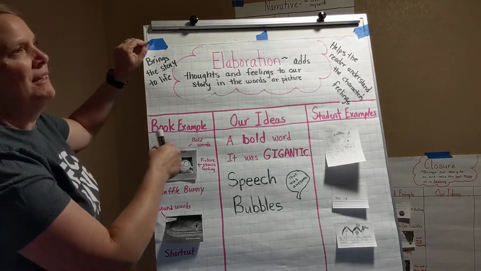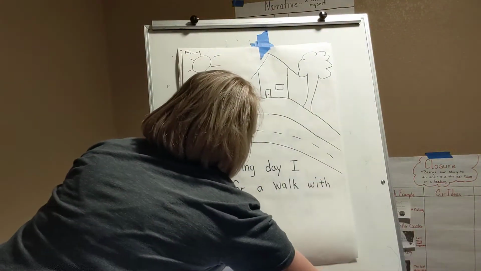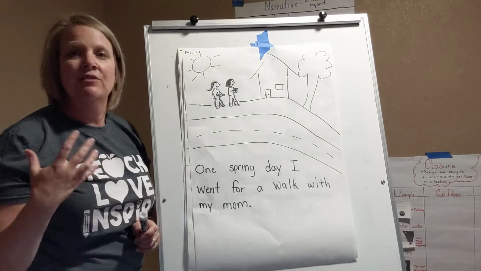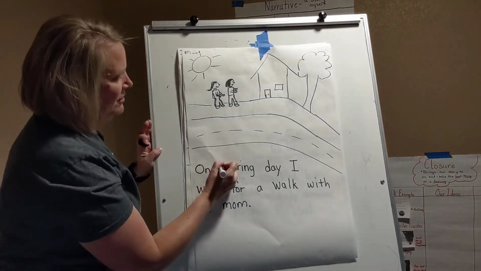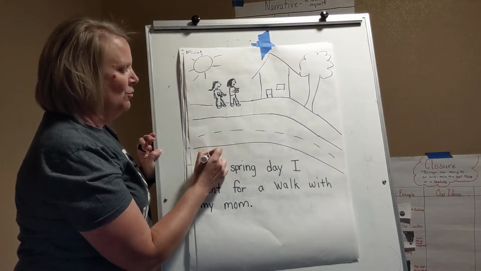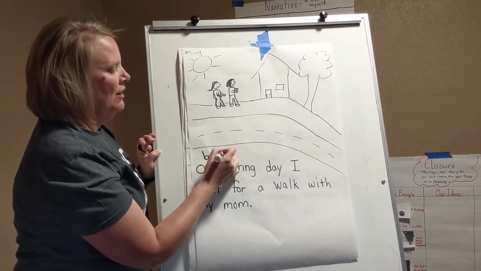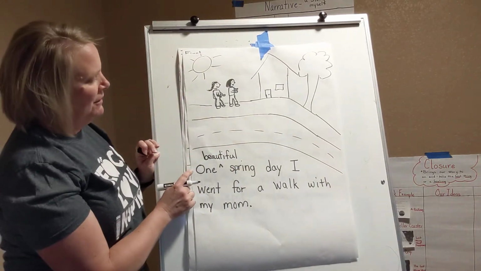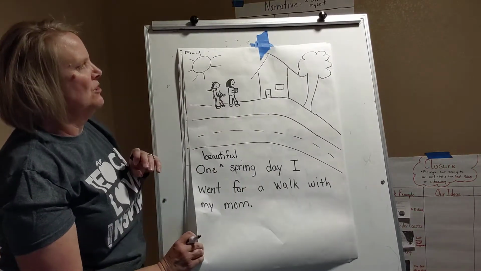So let's add some elaboration to my story. I was reading the beginning. It says, one spring day, I went for a walk with my mom. And I thought, you know what? It was such a beautiful day. I could add that elaboration right there. I'm going to put a little list called a carrot because I want to add one beautiful spring day because it was beautiful. Maybe if it wasn't a beautiful day, you could write one windy spring day, one sunny spring day, but it was a beautiful day. So I want to make that a little bit better. One beautiful spring day, I went for a walk with my mom. That starts mine pretty good.